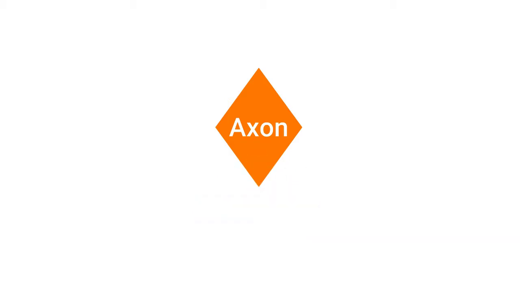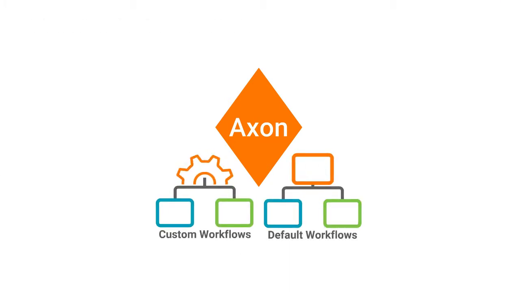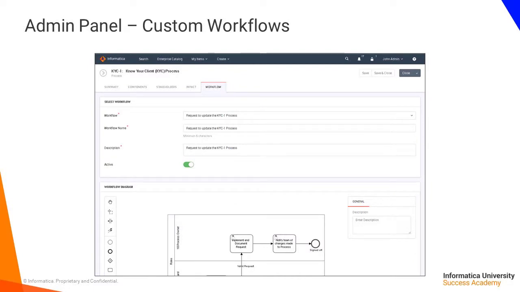There are two types of workflows: custom workflows and default workflows. Custom workflows are workflows created for a particular object, such as an individual process, and define the steps that should be followed when raising a change request on that object.